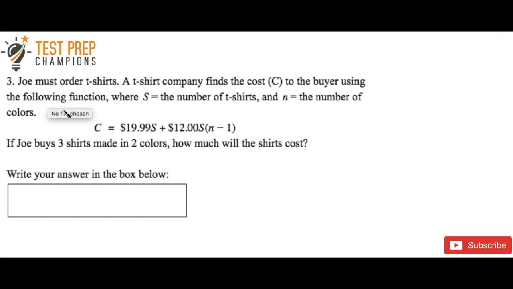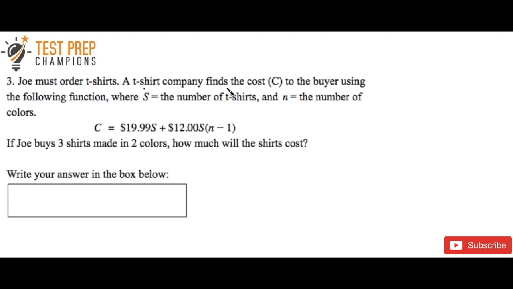And the question is, Joe must order t-shirts. A t-shirt company finds the cost C to the buyer using the following function, where S equals the number of t-shirts and N is the number of colors. C equals 1999 S plus 12 S times N minus 1. If Joe buys 3 shirts made in 2 colors, how much will the shirts cost? Write your answer in the box below. So what I want you to do is pause the video as always, try this on your own.